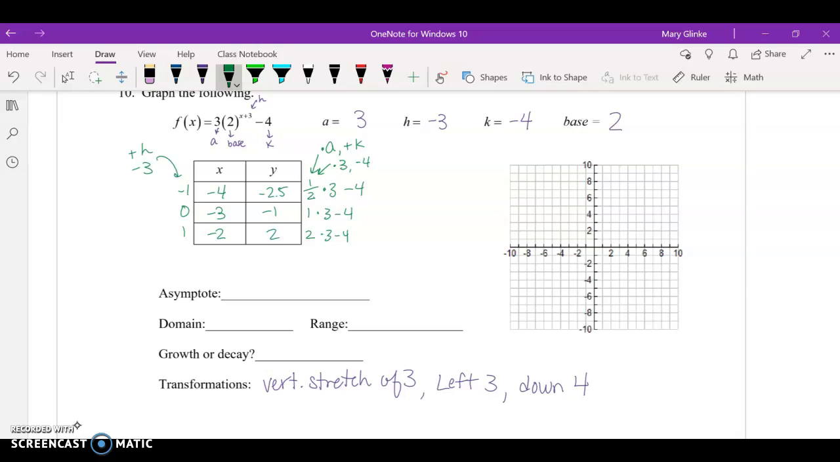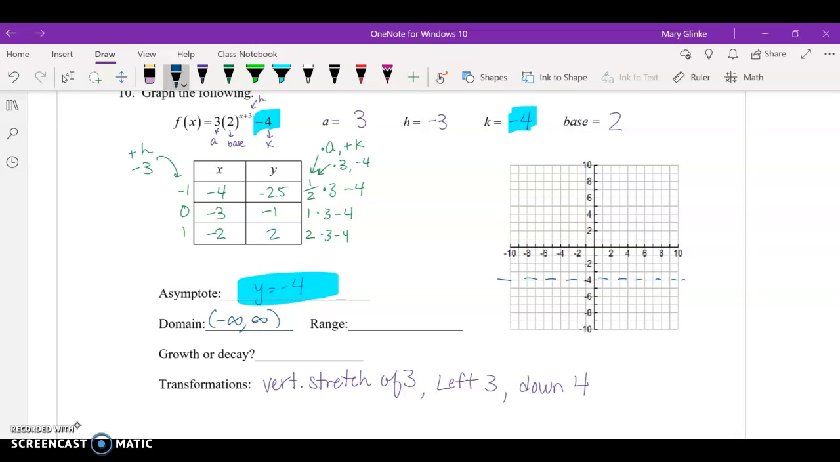Before I graph, I'm going to go ahead and do my asymptote. My asymptote is always going to match my k value, so it's going to be y equals -4. And I can graph that horizontal line on my graph. I would like to see that on your graphs. Your domain is always going to be -infinity to +infinity.